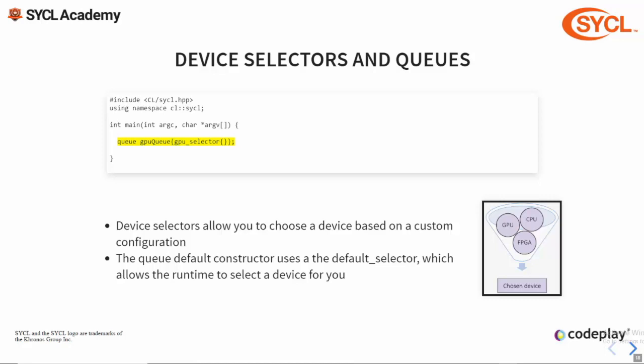In this case, we're using the GPU selector, which is one of the standard selectors provided with the SYCL API, which will only choose GPU devices. You can also construct a default queue, which will use the default selector to choose a device. The default selector is another standard selector, but its heuristic is implementation defined.